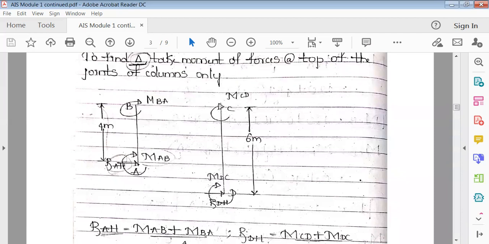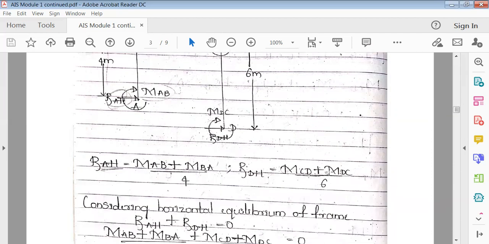Similarly, if I find the moment about C, it is MCD plus MDC, both clockwise. So MCD plus MDC is equal to, now RDH is going anti-clockwise. I'm finding moment about C at the top of the joint of the column. Anti-clockwise means negative, so it is RDH into 6. Positive moments are equal to negative moments. So RDH is equal to MCD plus MDC divided by 6.